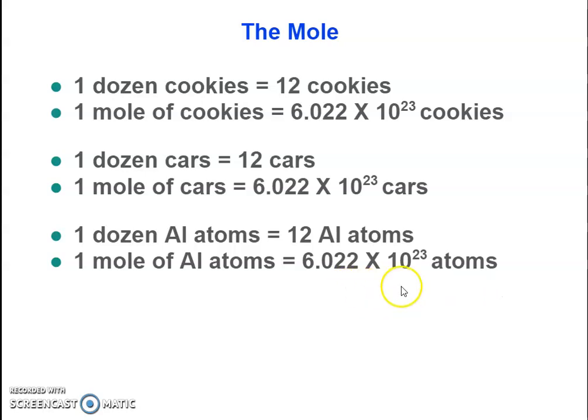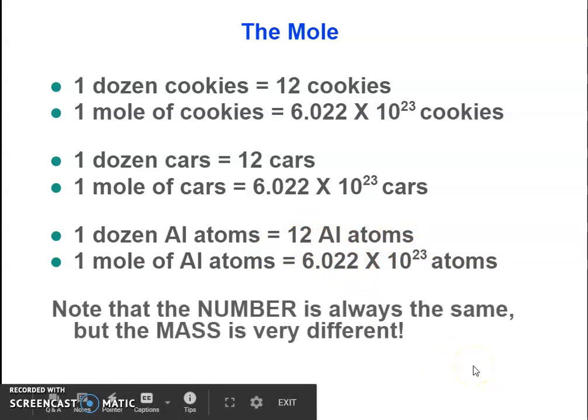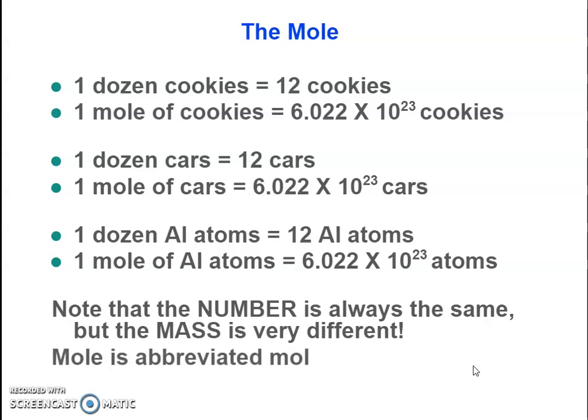And obviously this is so big because aluminum atoms, when we start thinking about chemistry, are really small. So we need a big number so that this is something that we can actually measure and that makes sense for us to use. So note that the number is always the same, but the mass is very different. And we'll be getting back to that a little bit later. All right, and mole is abbreviated MOL.